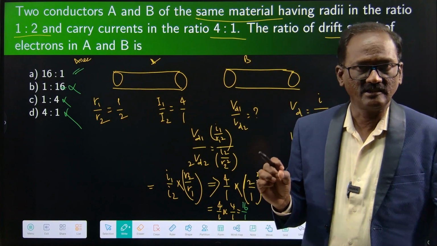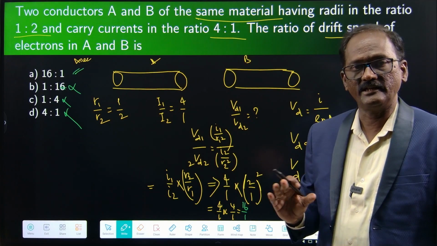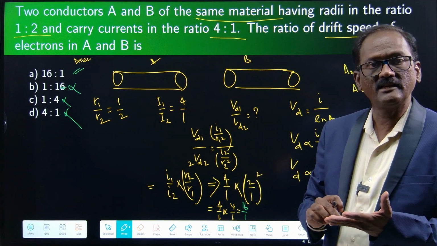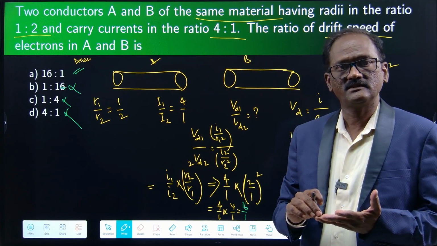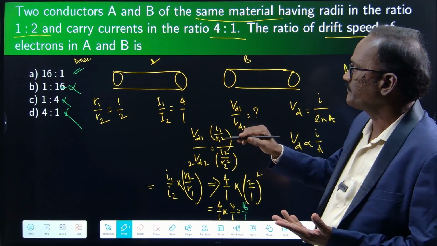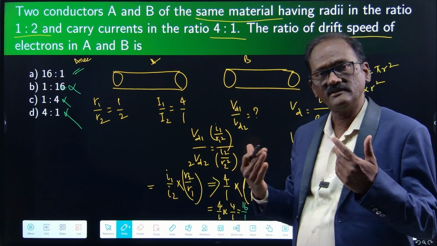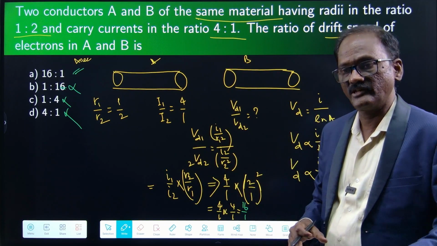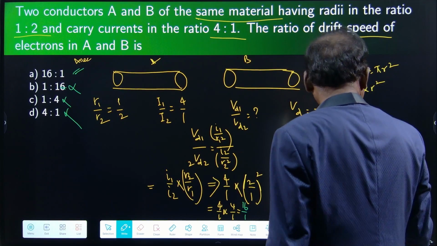Whenever you see the word radius, you immediately bring the area. Area can be related with current density, I by A. Even otherwise, we can use this formula, Vd is equal to E by nA, right? Once radius is converted into area in this type of problems, we can go any way which will be required, right? So next problem.